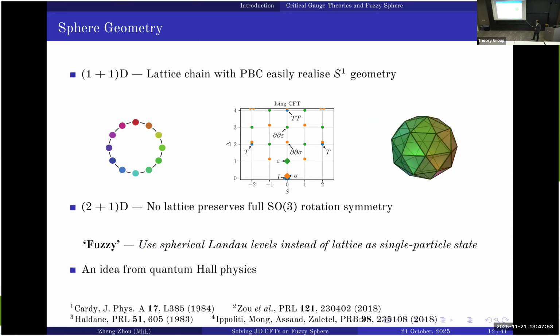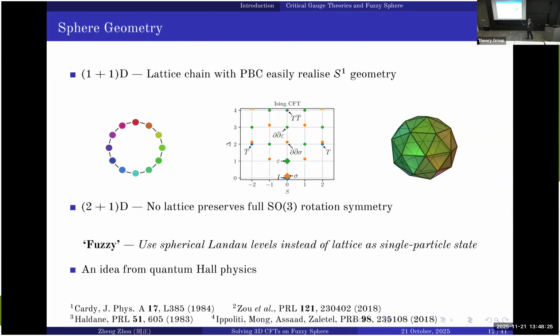In 1+1D, studying a quantum Hamiltonian on a circle is very easy. One only needs to consider a lattice chain with periodic boundary condition. This realizes the S1 geometry. However, in 2+1D, it is much more difficult, as there is no lattice that preserves the full SO(3) rotation symmetry.